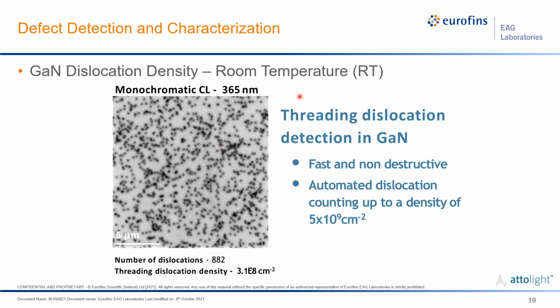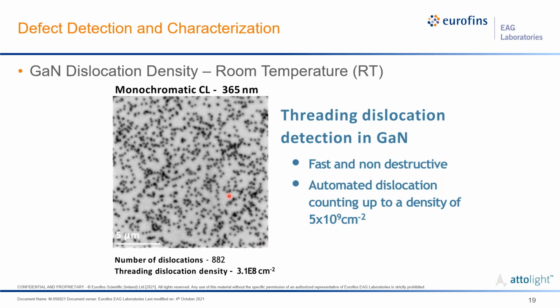So something you may have already encountered, this has become a fairly common practice, is to look at GaN dislocation densities using CL. This is just room temperature monochromatic CL at 365 nm, so the band edge of gallium nitride here. This is a fast and considered non-destructive way of counting. And you can count up to about 5E9 defect density, much higher than that, then all these individual threading dislocations start to overlap too much, and it becomes very difficult to separate them enough to get accurate numbers.